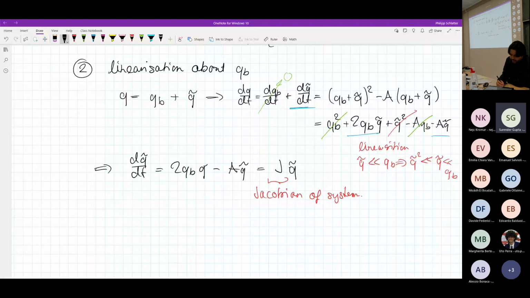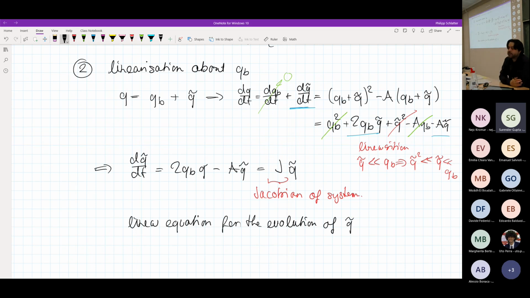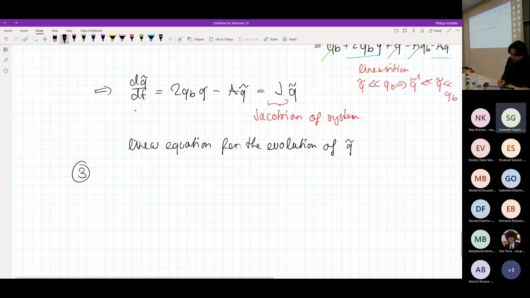So what I have now obtained is a linear equation for the evolution of q tilde, so my perturbation. And of course now the stability problem has been transformed into the problem of identifying whether q tilde, so the disturbance to the base flow, would actually grow in time or decay in time. So that's now our stability problem. So the third step in our analysis would be to do a solution of this linearized equation. So we try to calculate a solution to what I call equation star.